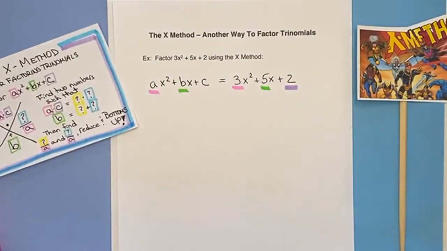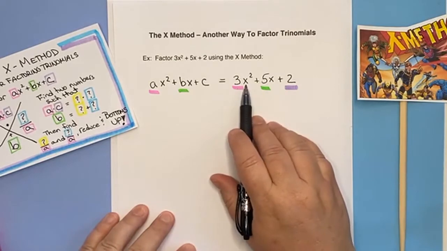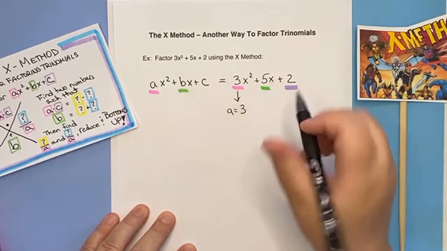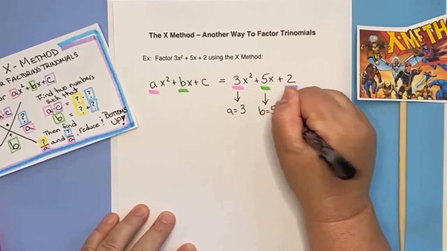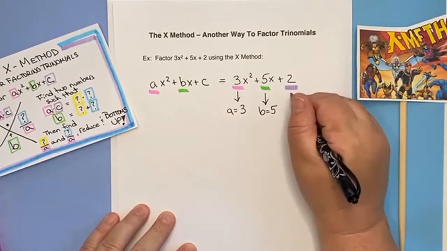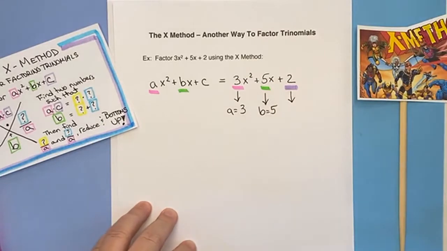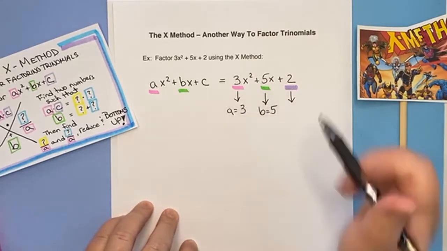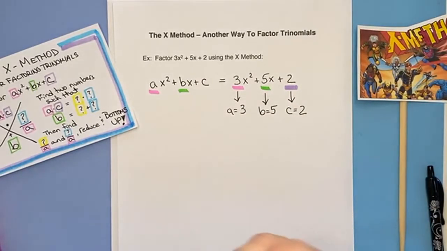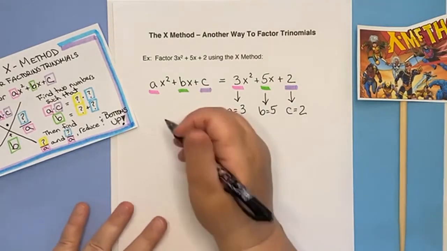Okay, so we've got 3x squared, so that tells us that a is 3. We've got 5x, so that tells us that b is 5. And, ooh, I forgot my purple over here, but this little guy that doesn't have an x at all, or you could consider it x to the 0th power, this one is called the constant coefficient, or just the constant, and that's 2. So it does not change because there's no x, there's no variable there. So it is the constant. Okay, so once we've identified A, B, and C, then we're going to draw our X.